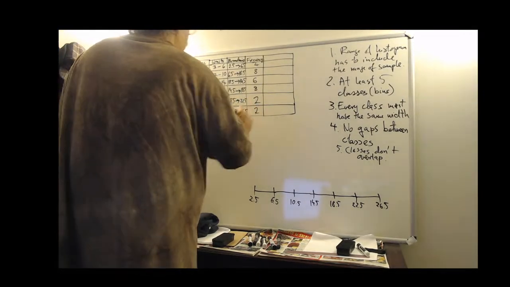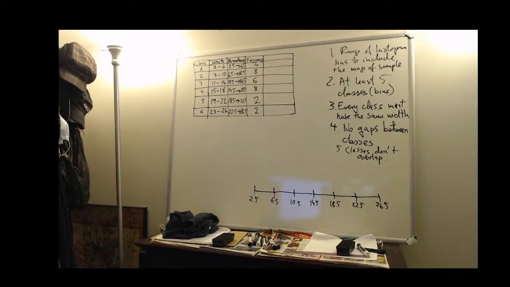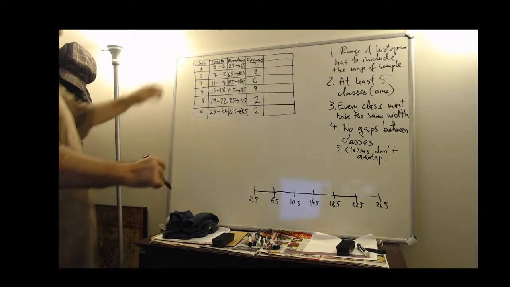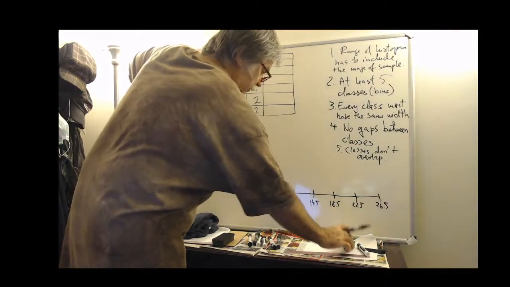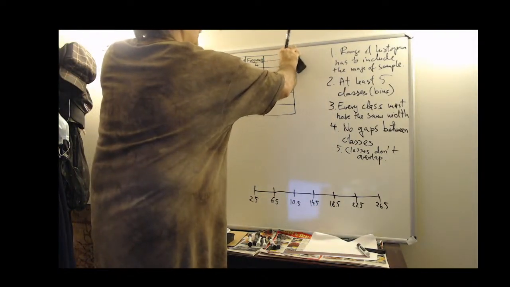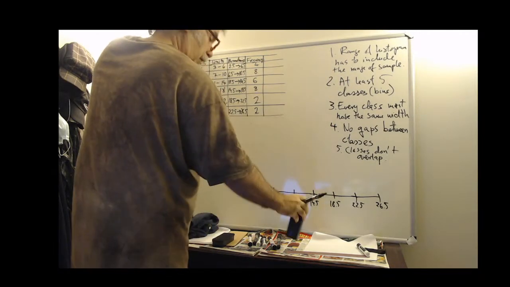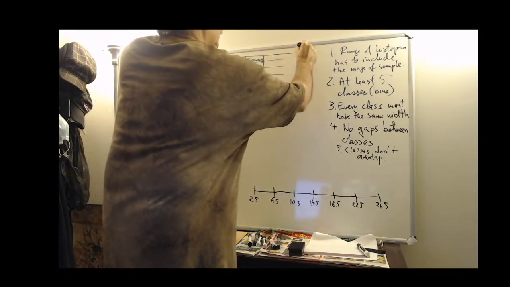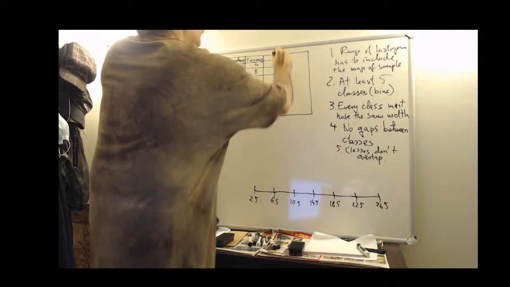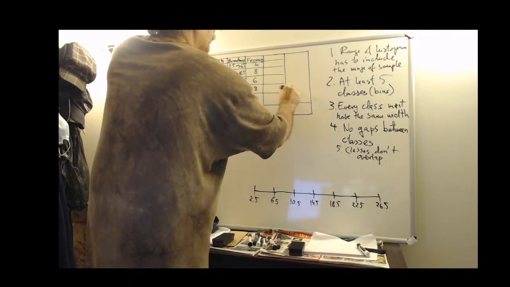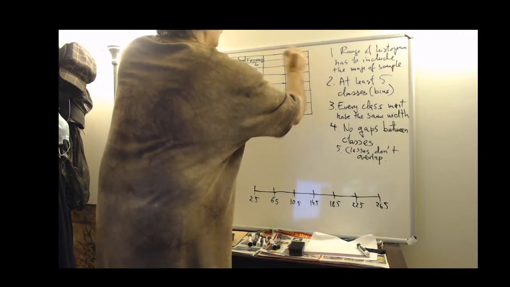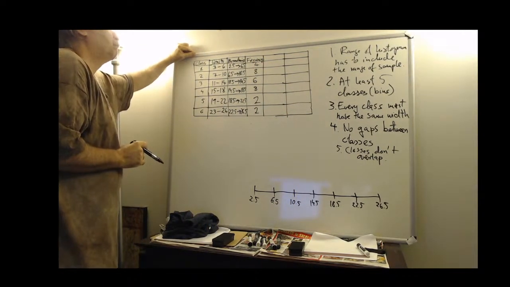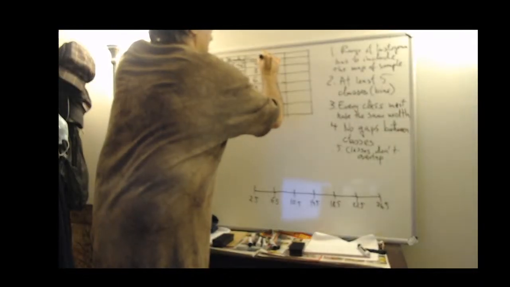Okay? Now we have something that's important to us called relative frequency, and something called cumulative frequency. You can write them in either order, but I'm going to write the cumulative frequency first, and then relative frequency. I need 2 more things.